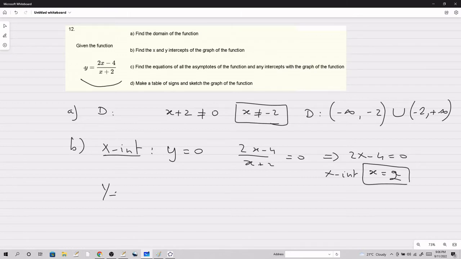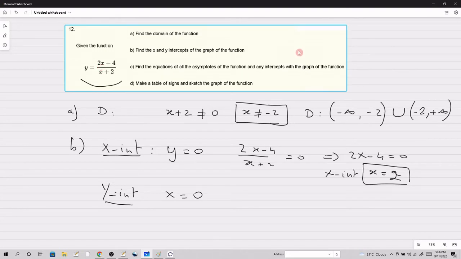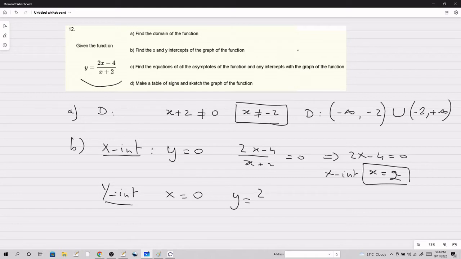Now the y-intercept is the intersection of the graph with the y-axis. On the y-axis, x is equal to 0. So we go again to our function and set x equal to 0 into the equation. So y equals (2 times 0 - 4) divided by (0 + 2). When we simplify, this gives me y equal to -2, and this is the y-intercept.